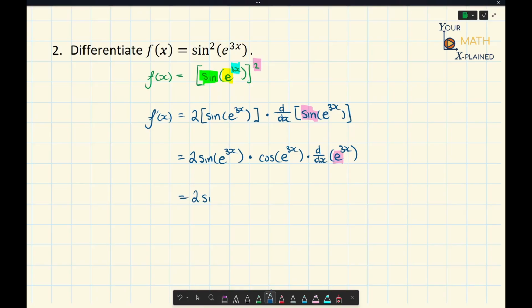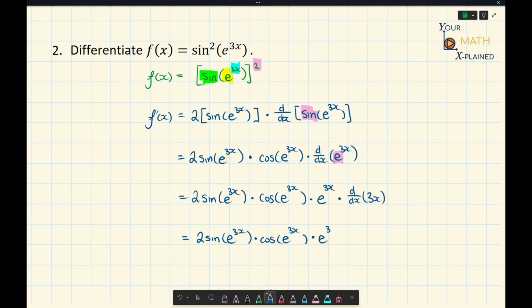And this time, to take the derivative of e to the 3x, our outside function is e, which means this is equal to 2 sine e to the 3x times cosine of e to the 3x times, and the derivative of e to the 3x is going to be e to the 3x times the derivative of 3x. So finally, this is now our last step. That'll be 2 times sine of e to the 3x times cosine of e to the 3x multiplied by e to the 3x. And then the derivative of 3x is just 3. So that means we have times 3. Therefore, our final answer here is going to be 6 times sine of e to the 3x cosine e to the 3x times e to the 3x.